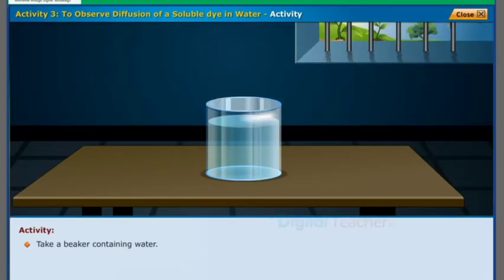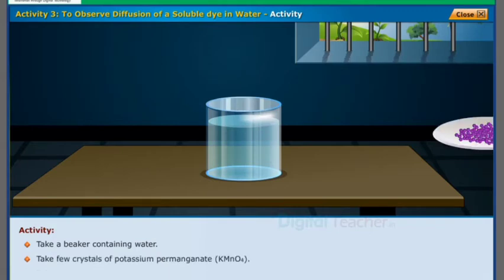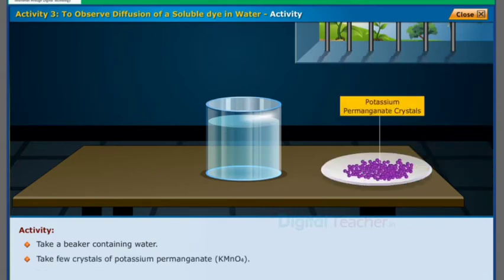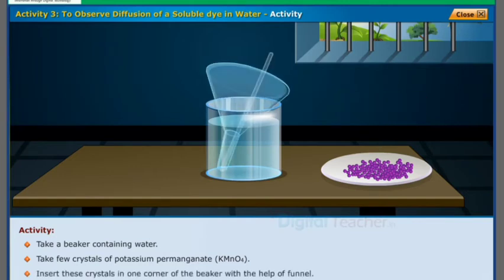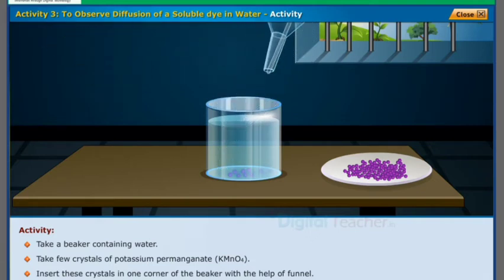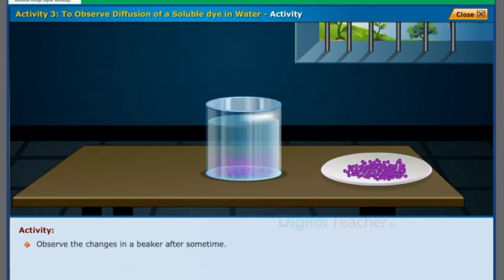Take a beaker containing water. Take a few crystals of potassium permanganate, KMnO4. Insert these crystals in one corner of the beaker with the help of a funnel. Observe the changes in the beaker after some time.